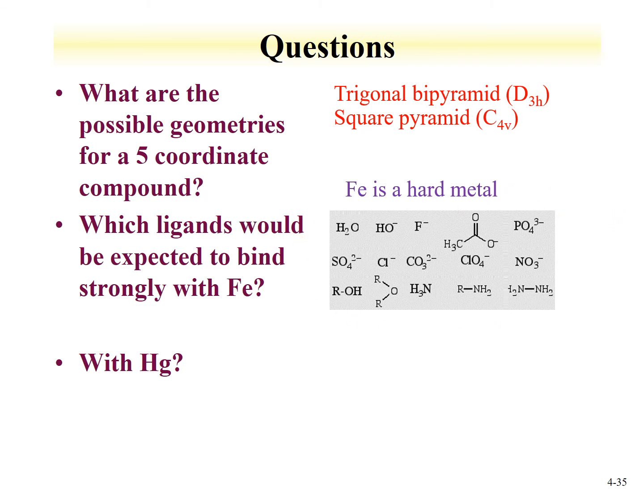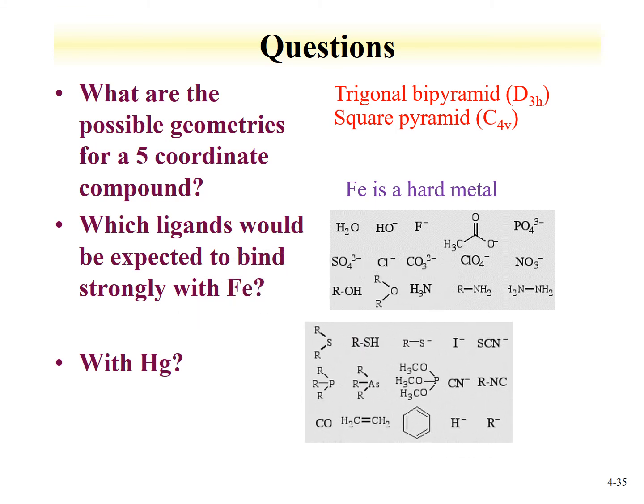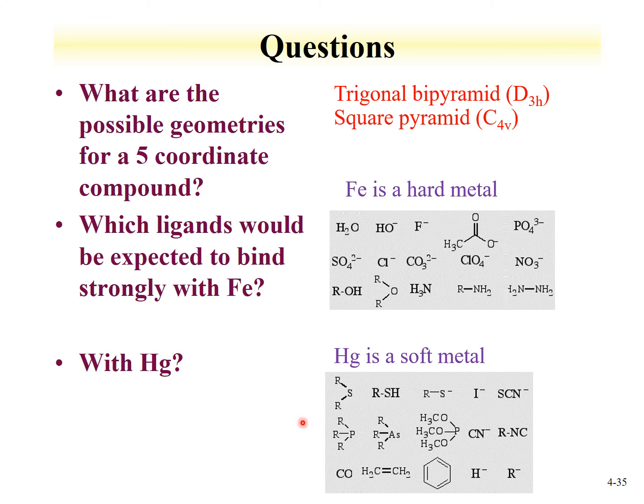Well, iron is a hard metal, so the ligands shown here would be expected to bind strongly with iron. What about mercury? Well, mercury is a soft metal, so these ligands that are shown here, which are soft, would be expected to bind stronger with mercury than with iron. By the way, the soft and hard metal interactions is one of the bases for the lanthanide-actinide separations.